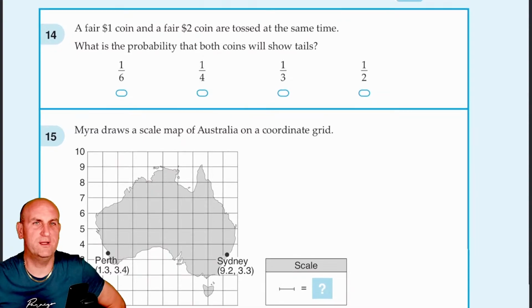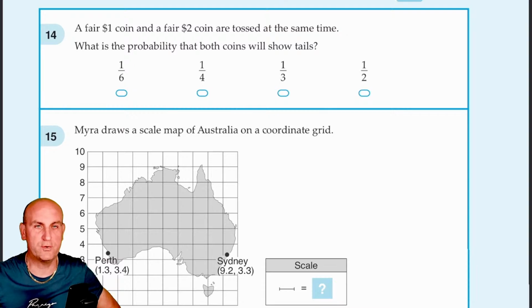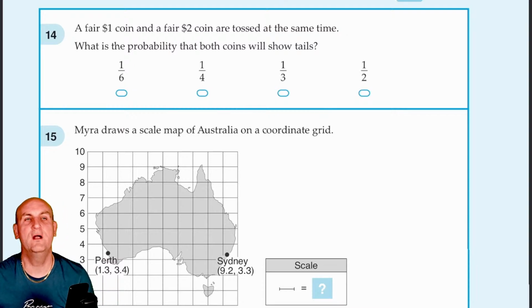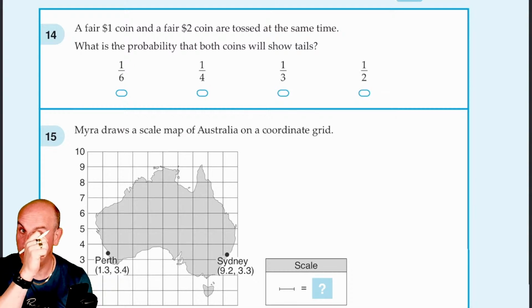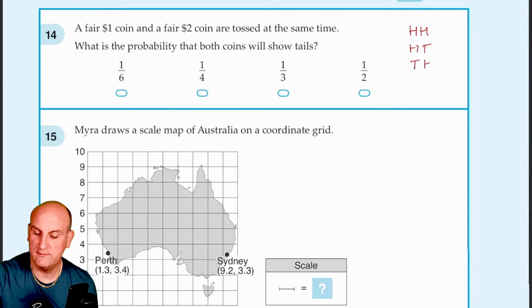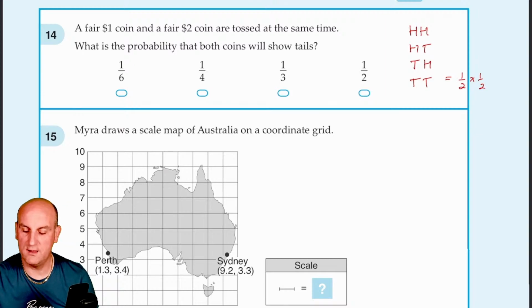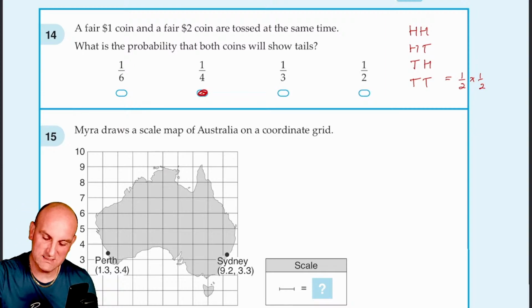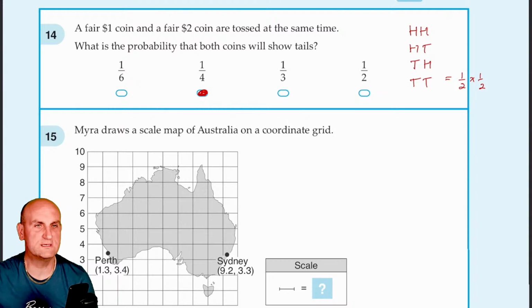A fair $1 coin and a fair $2 coin are tossed at the same time. What is the probability that both coins will show tails? All right, I don't really care whether it's a $1 coin or a $2 coin, because if we look at the outcomes, for the probability that both coins will show tails, we can have a head followed by a head, a head followed by a tail, a tail followed by a head, or a tail followed by a tail. So we're looking for this one here. The individual probabilities of each of those is a half for a tail on the first one and a half for a tail on the second one. And so I'm pretty certain it's 1/4 for that one there.